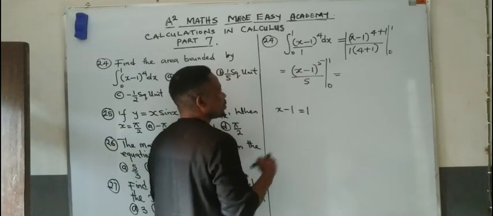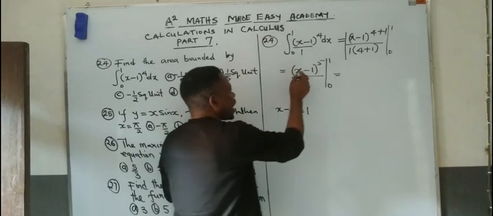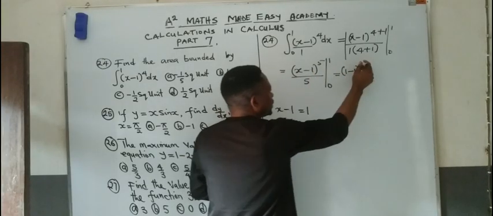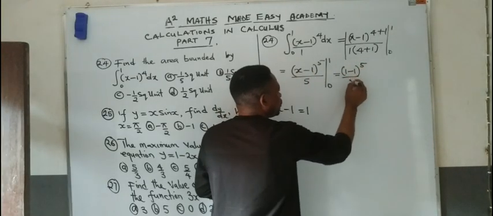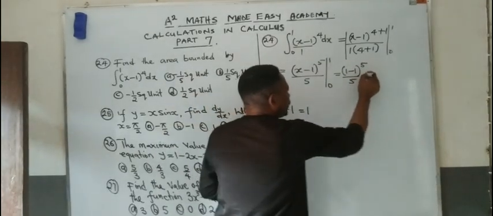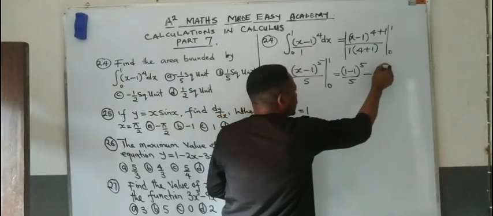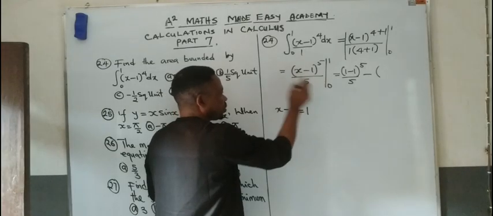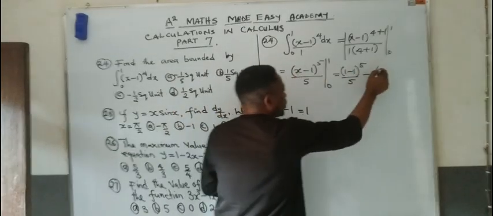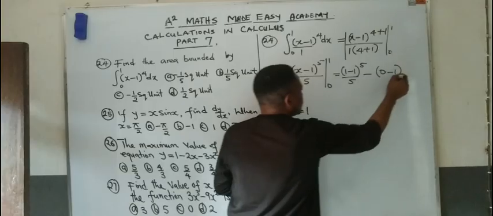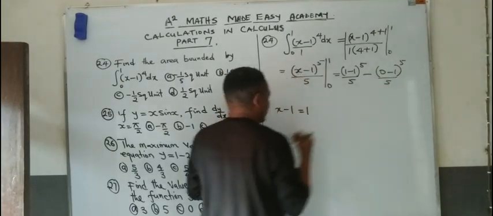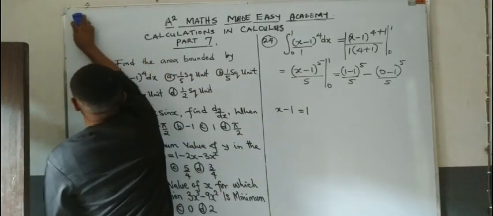Can we substitute? Let's start with the upper limit. X is 1. I will say bracket 1 minus 1, close the bracket, raised to the power of 5 all over 5. The word difference means minus. Then open the bracket. And now consider x at the lower limit. What is x at the lower limit? 0. So here becomes 0 minus 1, close the bracket, then raised to the power of 5, then all over 5. Now can you see that the answer is visible already?